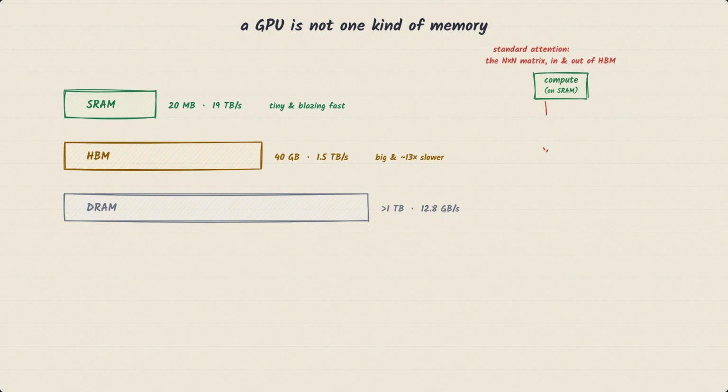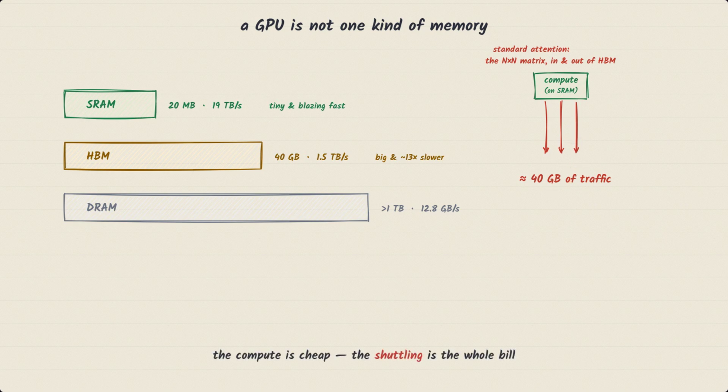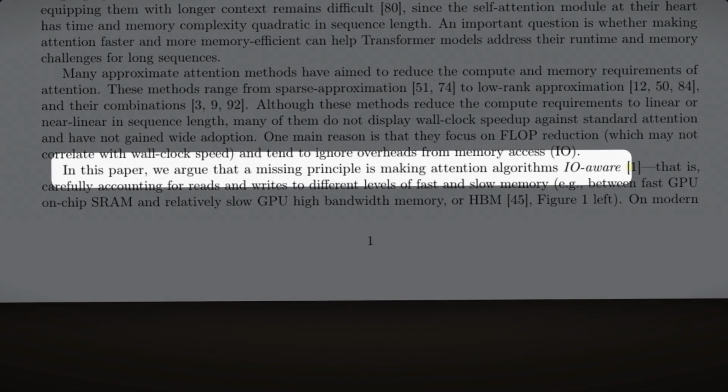Now watch what standard attention does. It computes the scores and writes the whole n by n matrix out to HBM. Reads it back to run softmax. Writes the result. Reads it again to multiply by V. The floating point work is trivial. The time is spent shuttling that giant matrix in and out of slow memory. That is the wall. And that is the paper's central claim.